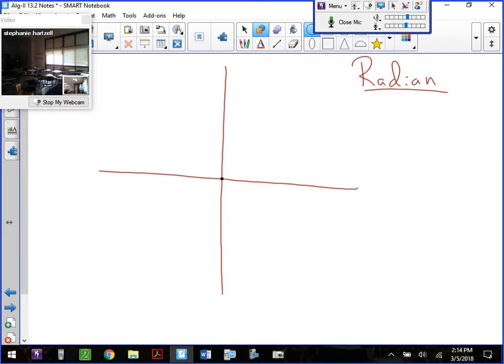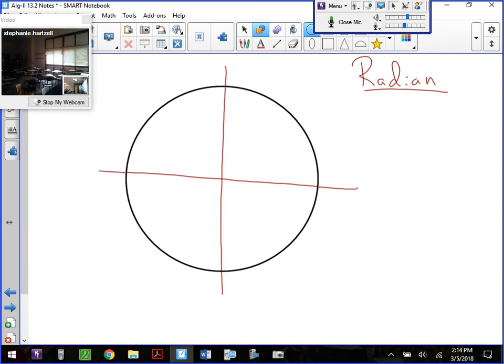Radian measure comes from circumference. You might want to draw this a little bit larger so you have a little bit of space. I forgot to tell you that, unless you've got really good handwriting.